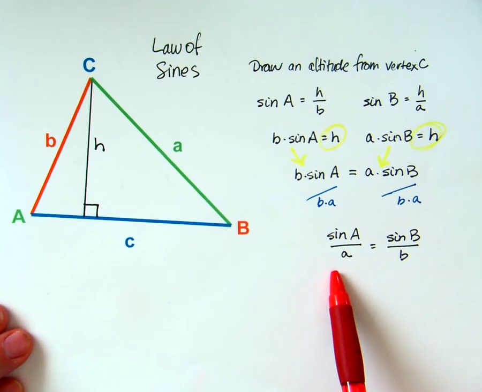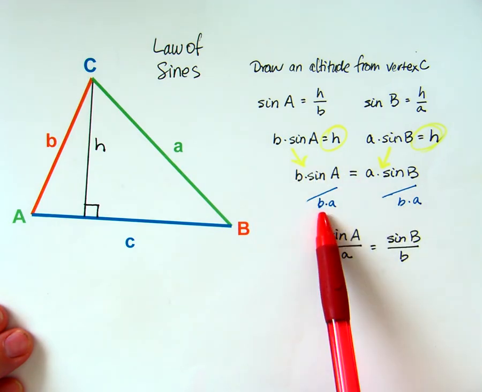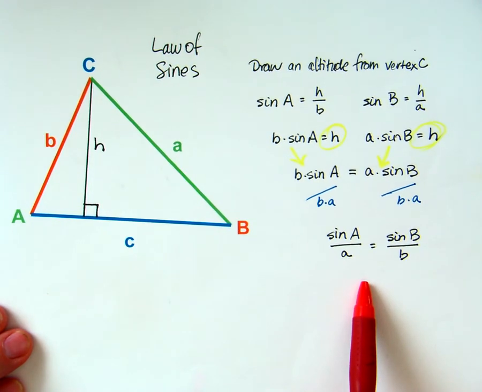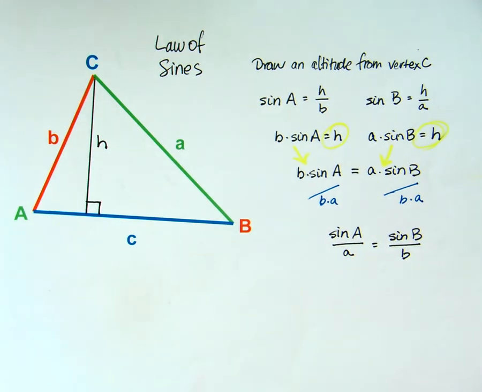It's shaped like a proportion. So I divide both sides by B times A, cancel the B's, cancel the A's, so that I have very simply and easy to remember the sine of A is to A as the sine of B is to B.